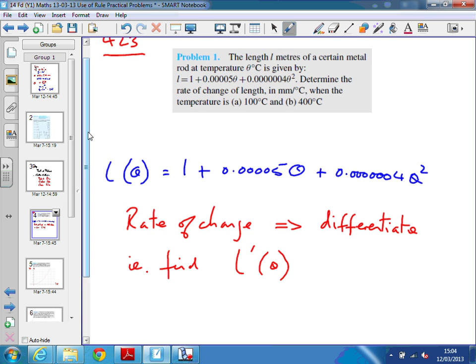The other thing this is telling me, as I was reading it, it occurred to me, as soon as I start looking at these things, I'm thinking of units. This is telling me how the length in meters is changing, but I want to determine the rate of change of length in millimeters per degree centigrade. So straight away there's a little bit of an issue around units. So I need to change these to millimeters, which is actually going to help me quite a lot when it comes to the numbers, because they're very awkward numbers, aren't they?